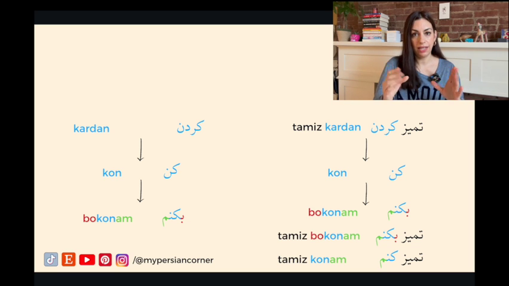So kardan, our root kon, so our subjunctive, bokonam, tamiz bokonam, I clean. Or I can, when it's a compound verb, I can omit the bo sound and I can just say tamiz konam. So tamiz bokonam or tamiz konam, either option. When kardan is a simple verb on its own, we have to add that prefix bo, bokonam.